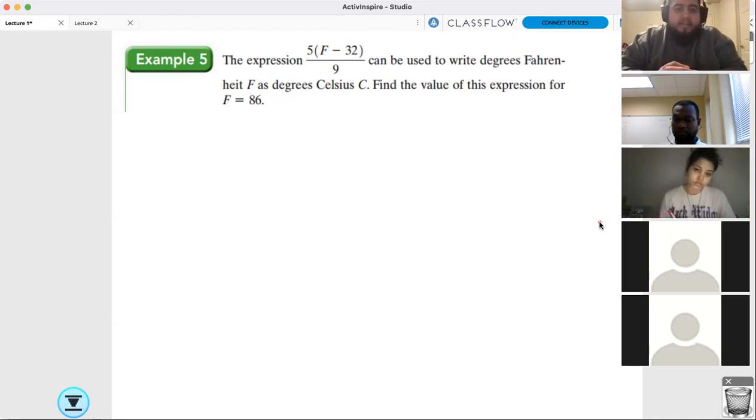So the expression is a real life example, guys. That's the formula you would use to convert F degrees to Celsius degrees. Look at what the question is asking for. The reason I threw in a word problem here is because I don't want you to be intimidated by them. We're going to find the value of this expression for F equals 86.